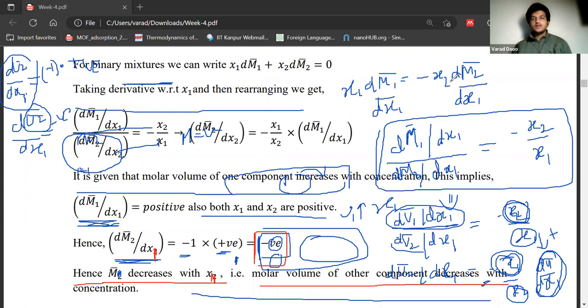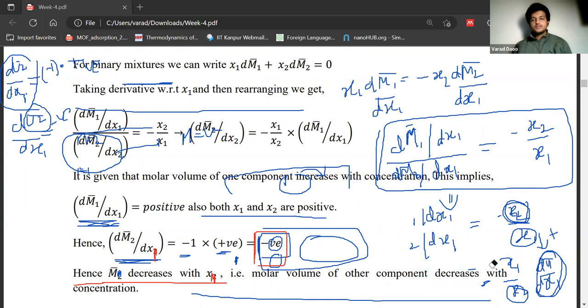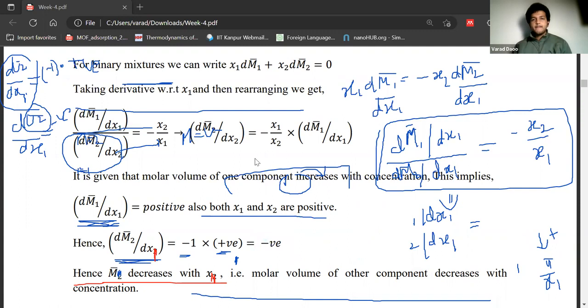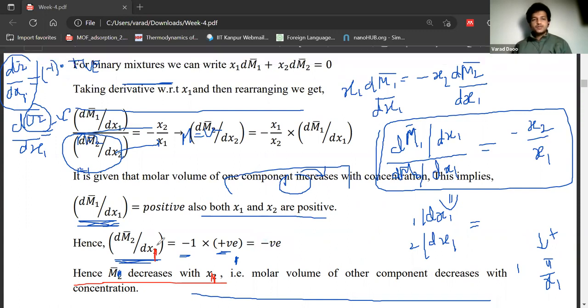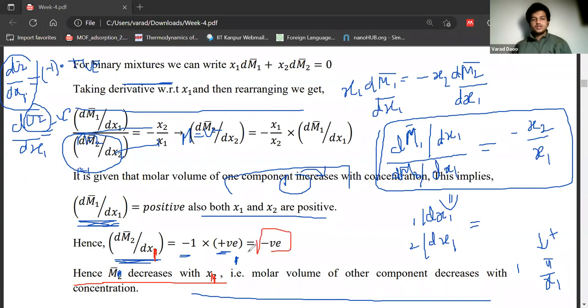Let me just clear the screen. So dv2 bar by dx1, this is x1, it's going to be negative. That means v2 bar decreases with respect to x1. With respect to x2 it will increase, but with respect to x1 it's going to decrease. The molar volume of the component decreases with the concentration, that is x1. That means dv2 bar by dx1 is going to be negative.